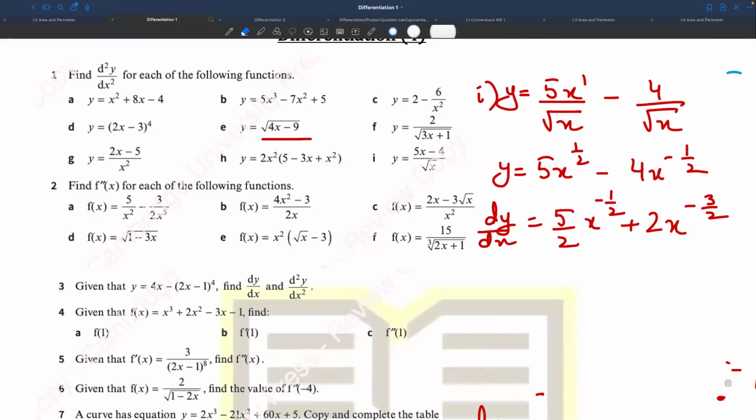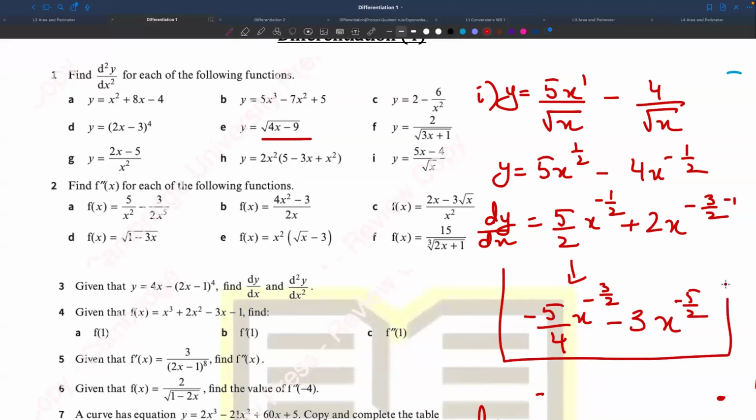And then you differentiate it again. Well, the next step is straightforward. Minus half into 5 upon 2 will be minus 5 upon 4. And minus 3 upon 2 into 2 will be minus 3. Minus 3x and power minus 1 is what? Minus 3 upon 2 minus 1. Minus 5 by 2. Ahmed, clear? Yes sir. That's it.